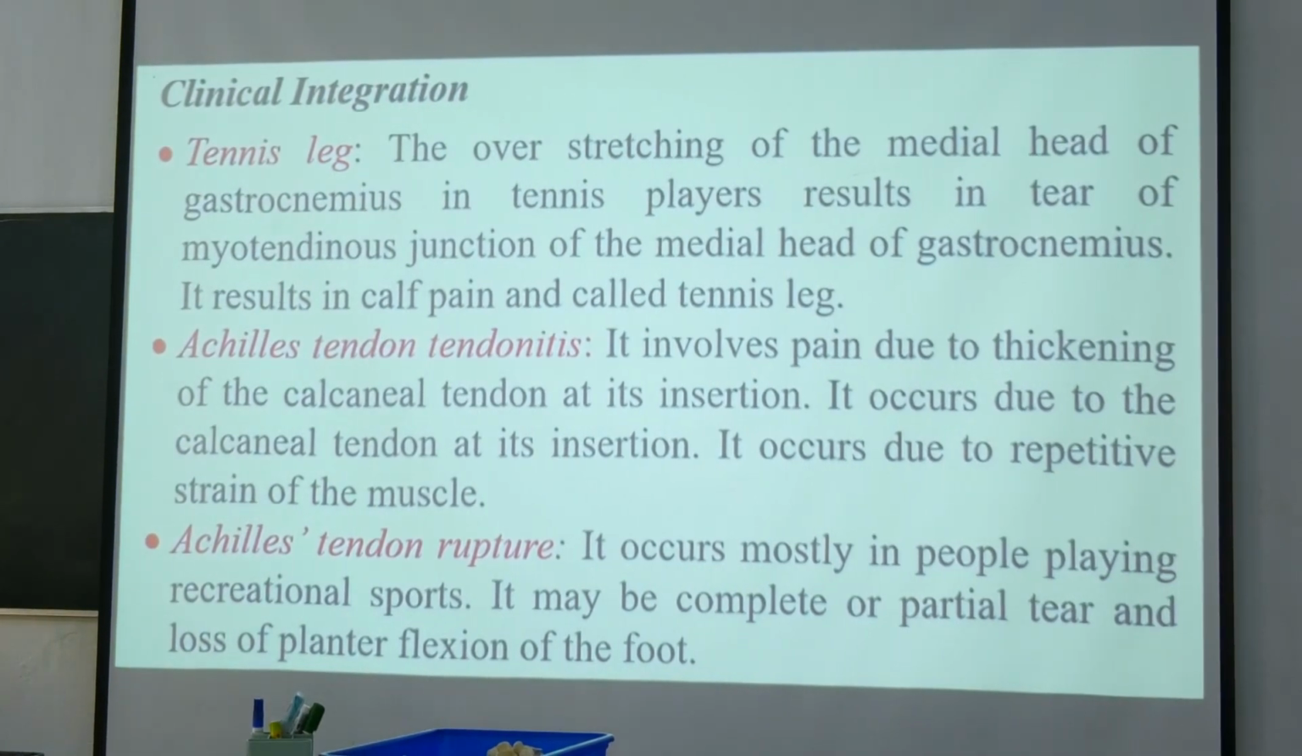These are the clinical aspects. Tennis leg, you have read tennis elbow. Tennis leg is overstretching of the medial head of gastrocnemius. In tennis players, it results in tear of the musculotendinous junction of medial head of gastrocnemius, resulting in calf pain. It is known as tennis leg. And Achilles tendonitis involves pain due to thickening of the calcaneal tendon at its insertion, due to repetitive strain of the muscle.